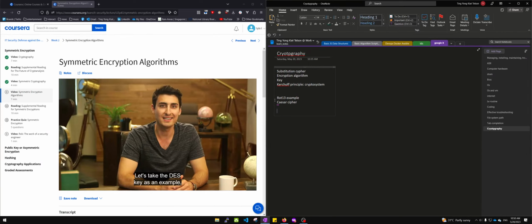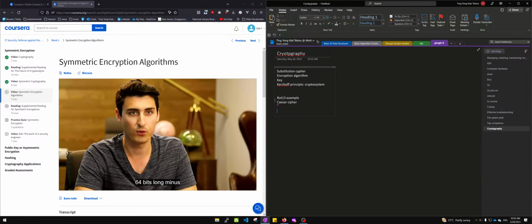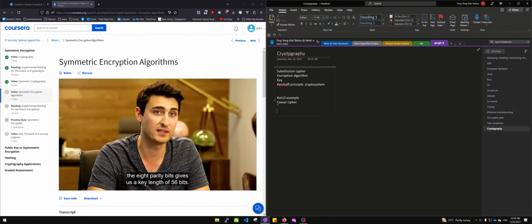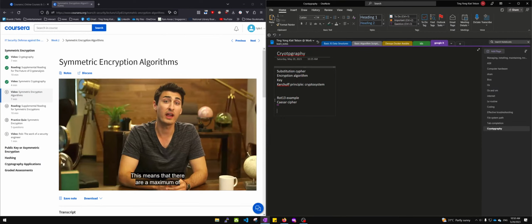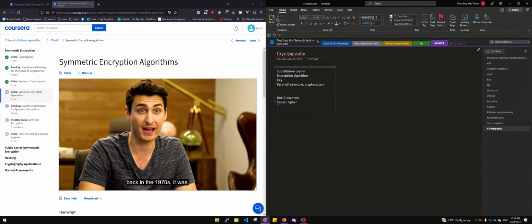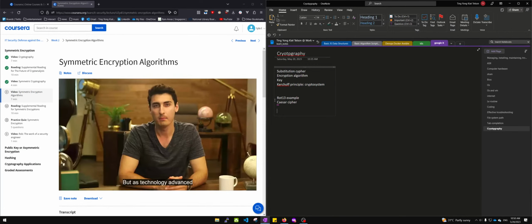Let's take the DES key as an example. 64 bits long minus the 8 parity bits gives us a key length of 56 bits. This means that there are a maximum of 2 to the 56 power, or 72 quadrillion possible keys. That seems like a ton of keys, and back in the 1970s, it was. But as technology advanced and computers got faster and more efficient, 56-bit keys quickly proved to be too small.